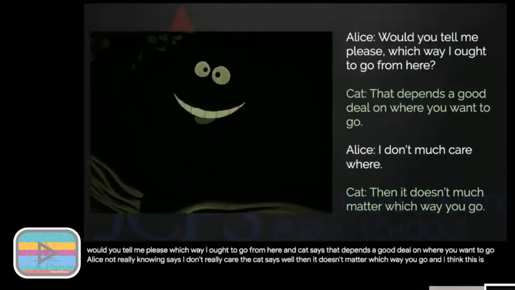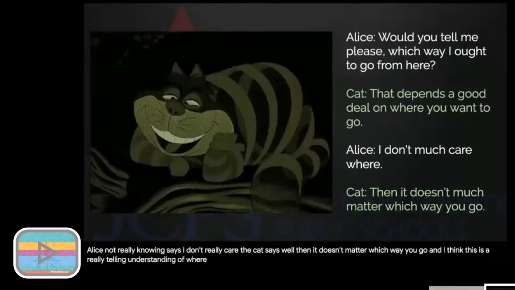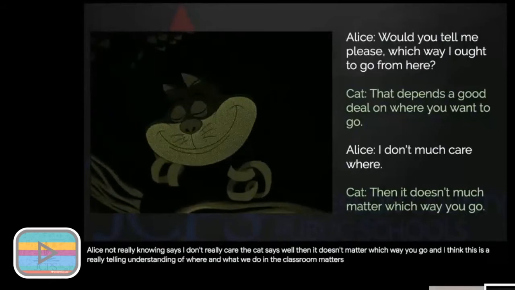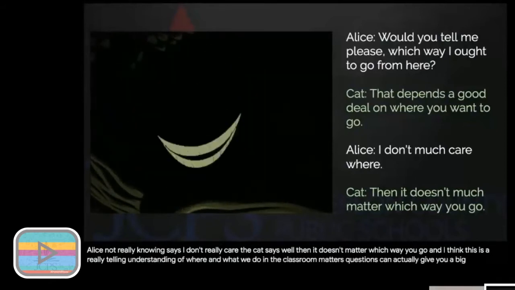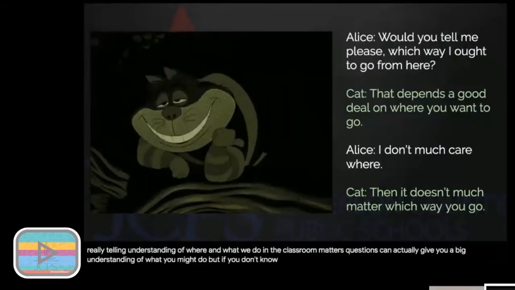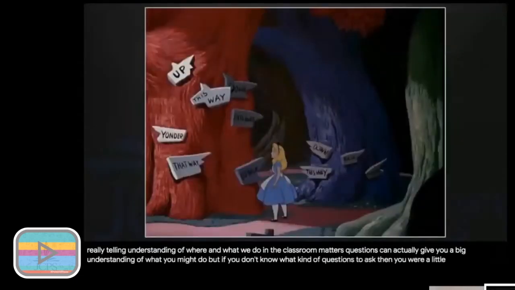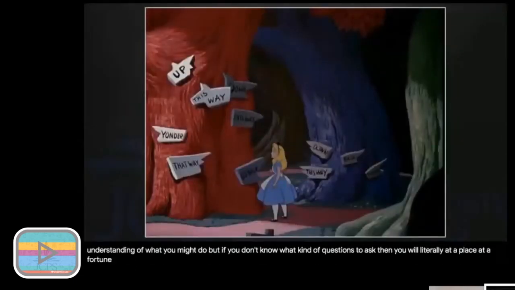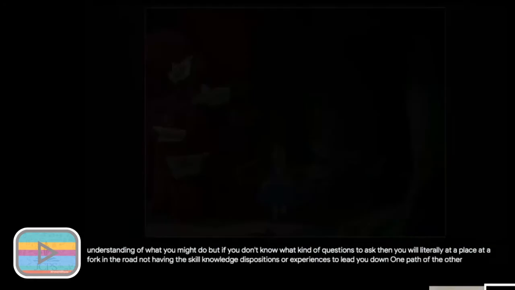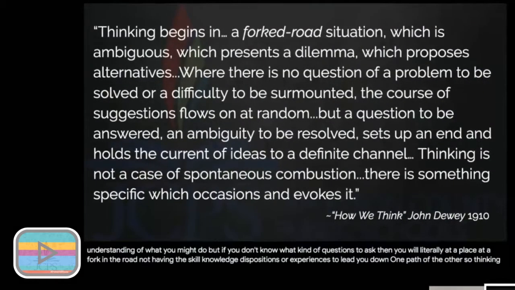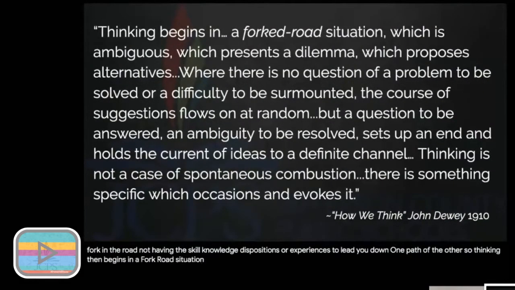And I think this is a really telling understanding of why what we do in the classroom matters. Questions can actually give you a big understanding of what you might do, but if you don't know what kind of questions to ask, then you are literally at a fork in the road, not having the skill, knowledge, dispositions, or experiences to lead you down one path or the other. So thinking begins in a forked road situation, much in the same way as it applies to Alice, which is ambiguous, which presents a dilemma, which proposes alternatives.